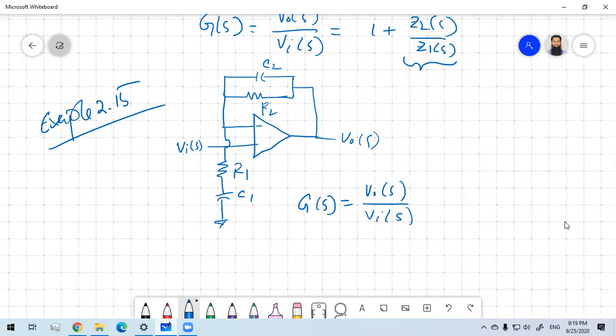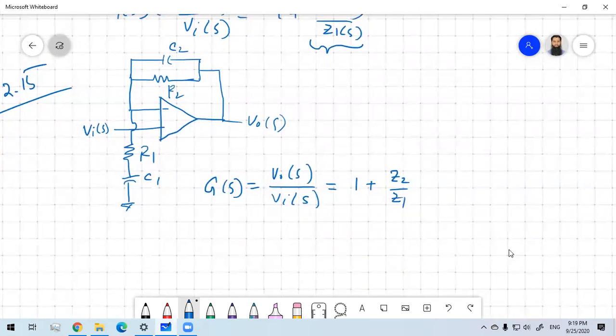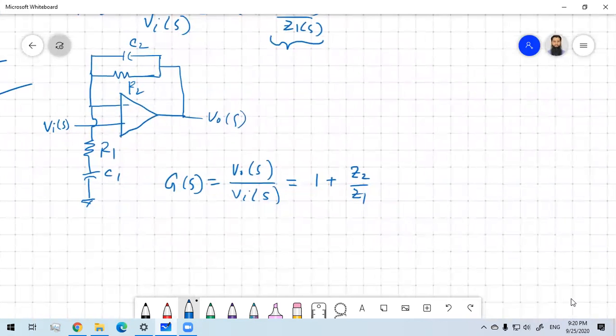Okay, so how to do it? Very simple idea. Again, 1 plus Z2 by Z1. So calculate the Z1 and Z2. In terms of symbolic values, Z1 is a series network, so Z1S is simply R1 plus 1 by C1S, and Z2S, we can also multiply to find out the equivalent impedance.